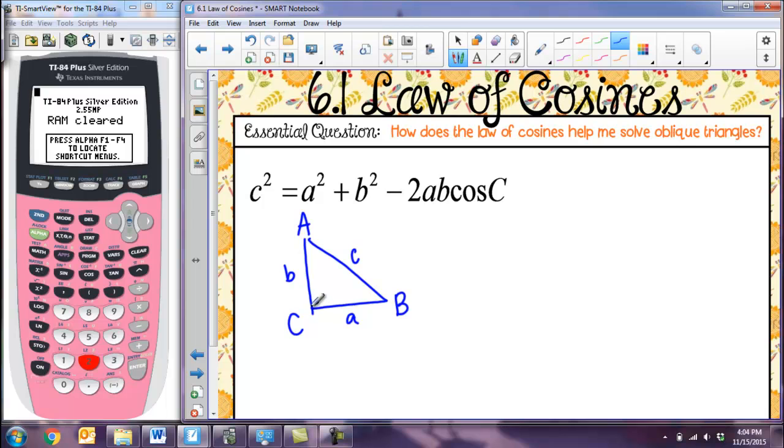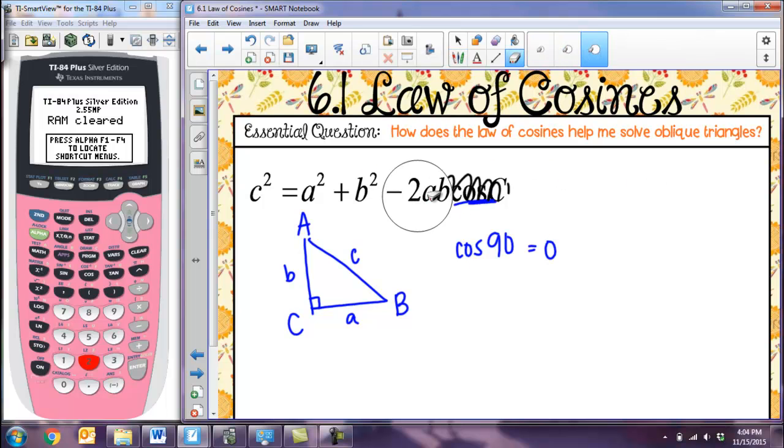And the cool thing about this formula is, if you notice, it looks very similar to the Pythagorean theorem. So if you, for instance, had a right triangle where your angle C is 90 degrees, and you did cosine of 90, because it says cosine of C here, that equals 0. As soon as you zero out this piece, you notice that it looks like the Pythagorean theorem. So it basically is the Pythagorean theorem. It's just now we can use it with triangles that are non-right.